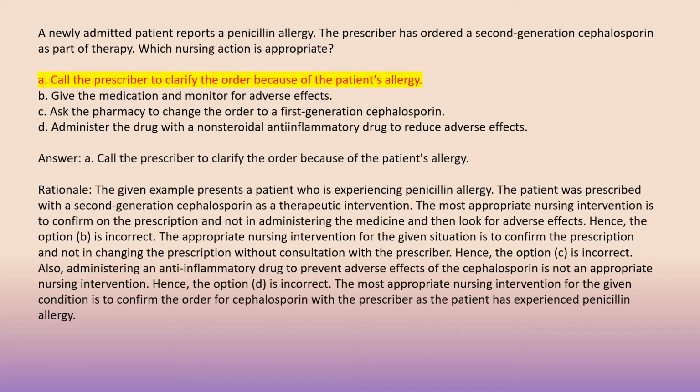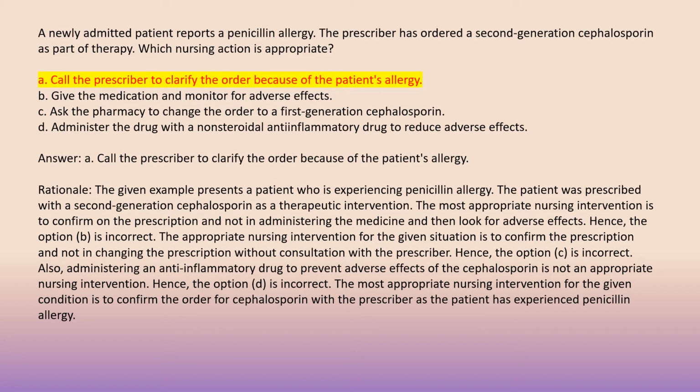Answer: A. Call the prescriber to clarify the order because of the patient's allergy. Rationale: the given example presents a patient who is experiencing penicillin allergy. The patient was prescribed a second-generation cephalosporin as a therapeutic intervention. The most appropriate nursing intervention is to confirm the prescription, and not to administer the medicine and then look for adverse effects. Hence, option B is incorrect.